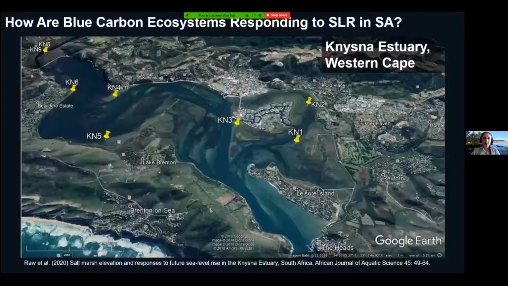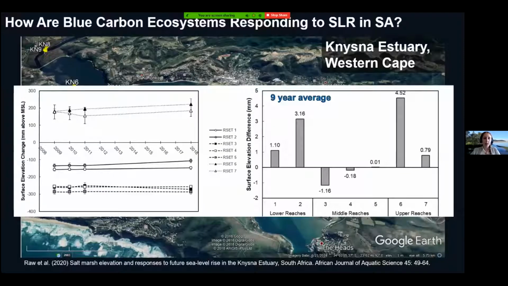So we're going to start with the Knysna estuary, which is in the Western Cape. And this is the distribution of the RSET benchmarks throughout the estuary. For the Knysna estuary there were 3 years of data from 2009 to 2011, and then we revisited in 2018. And what we found is that most sites are relatively stable.